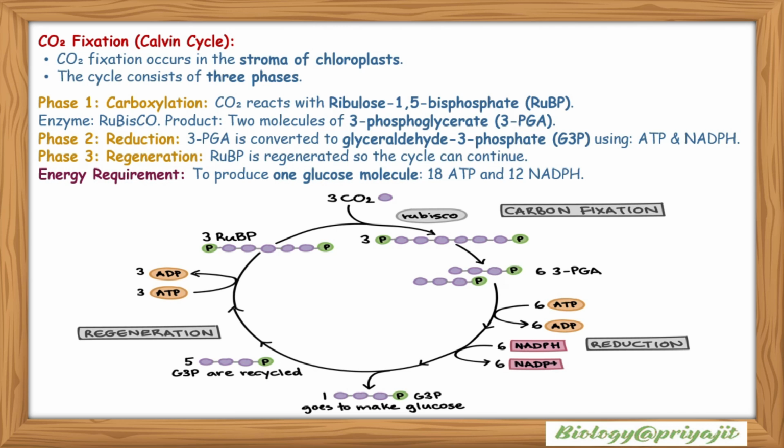Carbon dioxide fixation or Calvin cycle. Carbon dioxide fixation occurs in the stroma of chloroplast. The cycle consists of three phases. The ATP and NADPH generated during light reactions are used in the Calvin cycle for carbon fixation.